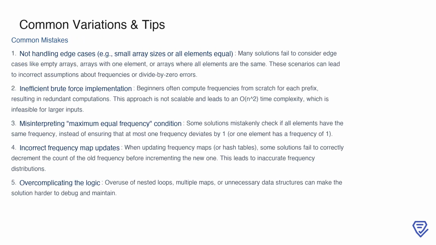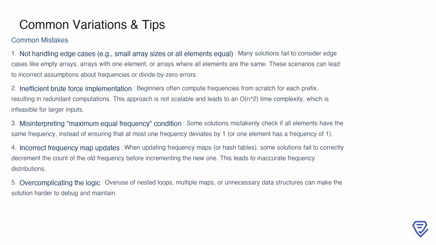When tackling this problem, there are several common mistakes to watch out for. First, not handling edge cases like small arrays or arrays where all elements are the same can cause issues. For example, if the array is empty or contains just one element, your solution might fail due to divide by zero errors or incorrect assumptions about frequency distributions. Similarly, if all elements in the array are identical, you might misinterpret the conditions for maximum equal frequency.